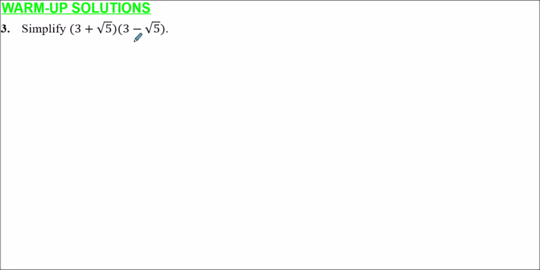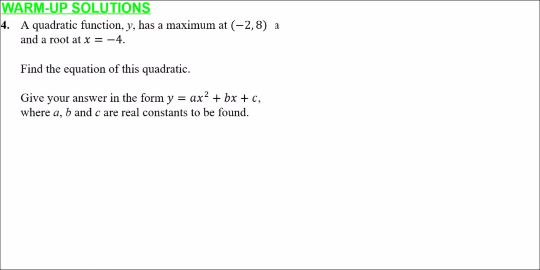And so because this is difference of two squares, all we have here is 3 times 3, which is going to be 9, then root 5 times root 5, which is 5, and subtracted. And so this is going to be 9 minus 5, which obviously is just 4.